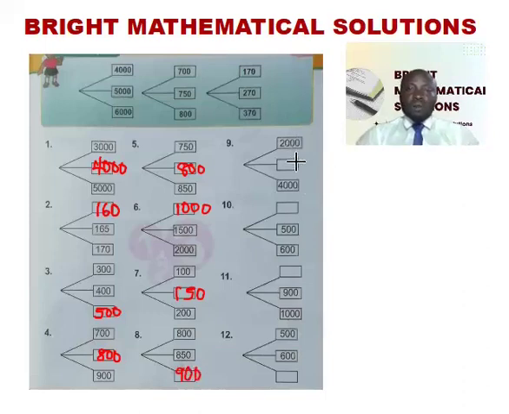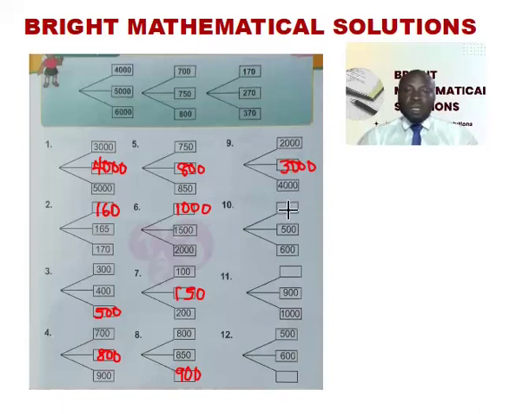We have 2,000, we have 4,000. So the difference between them is 2,000. If we divide it by 2, we have a 1,000 difference here, 1,000 difference here. So 1,000 plus 2,000 will give us 3,000.